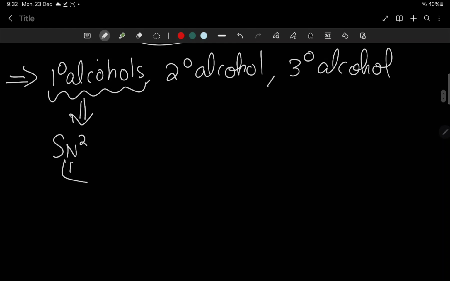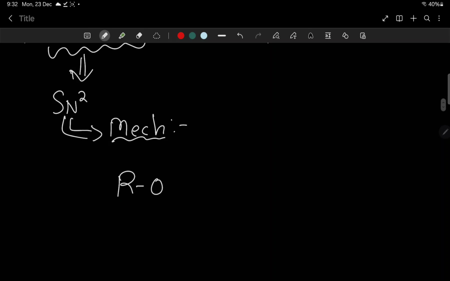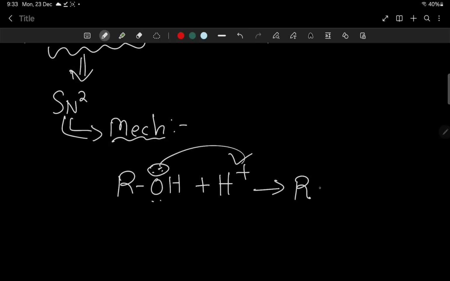So now I'm going to write the mechanism for this reaction, for primary alcohols. We have a primary alcohol with us. Oxygen has a lone pair. Now it happens in an acidic medium because it's HX, H plus, X minus. H is very electropositive, X is very electronegative, hence we'll get H plus in the medium. So we'll get here R, and this electron pair will be donated to this H. So it becomes ROH2 plus.